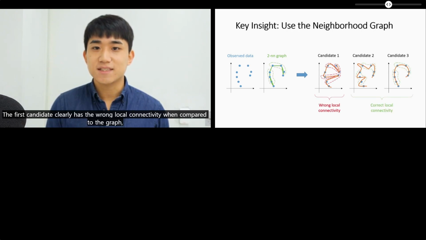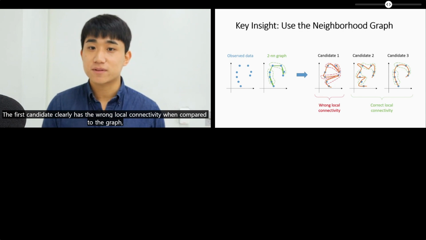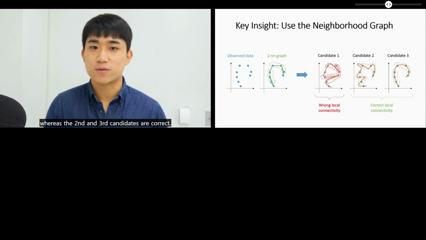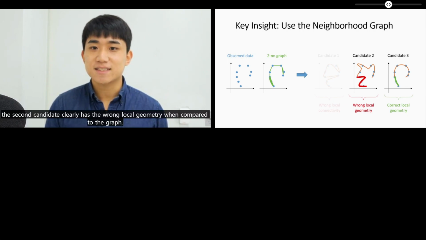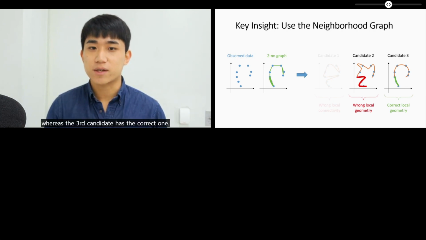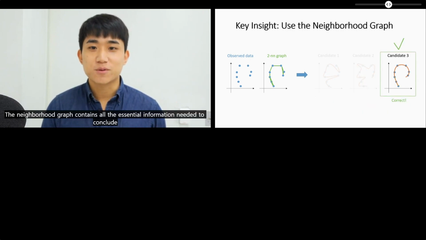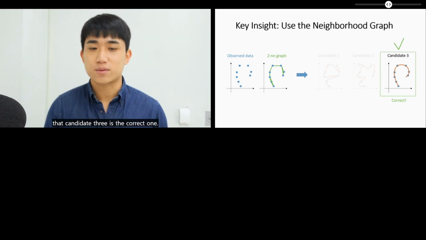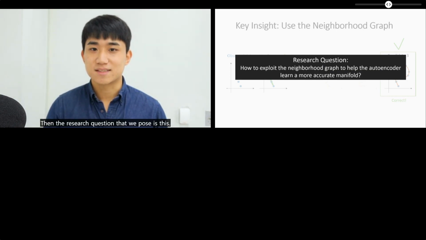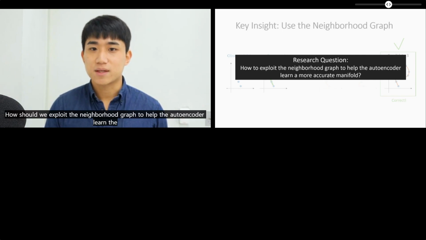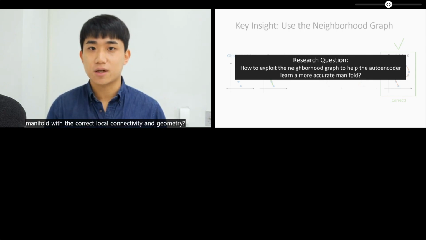The first candidate clearly has the wrong local connectivity when compared to the graph, whereas the second and third candidates are correct. Comparing the second and third candidates, the second candidate clearly has the wrong local geometry when compared to the graph, whereas the third candidate has the correct one. The neighborhood graph contains all the essential information needed to conclude that candidate 3 is the correct one. Then the research question that we pose is this: how should we exploit the neighborhood graph to help the autoencoder learn the manifold with the correct local connectivity and geometry?